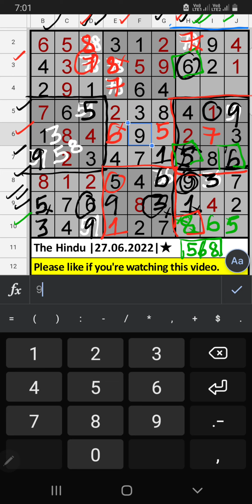Third grid, 3 numbers are remaining, 3, 5, 8. Column H, column J, we have 5. So 5 can't come in these cells. Then 5 is confirmed here. Then only 2 numbers are remaining, 3 and 8. It will come in one of the 2 cells. Column J, we already have 3, so 3 can't come in the cell. 3 is confirmed here. Then 8 is here.